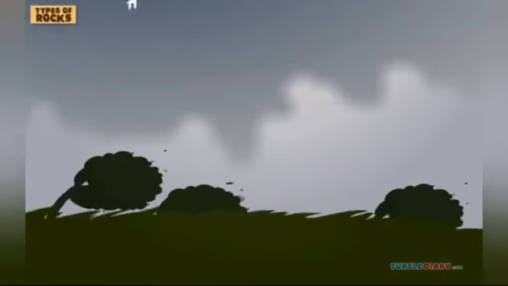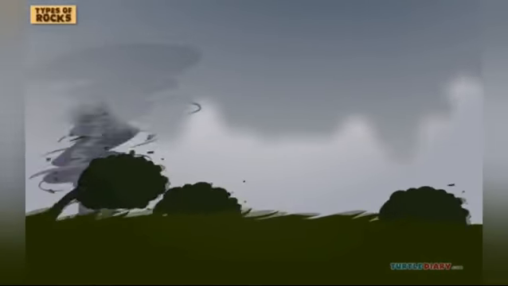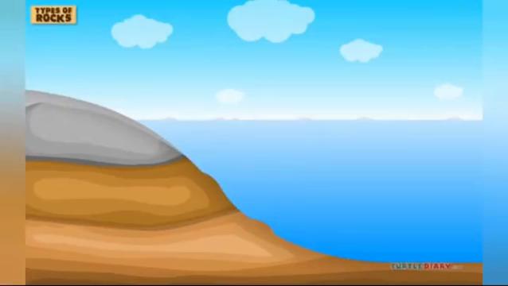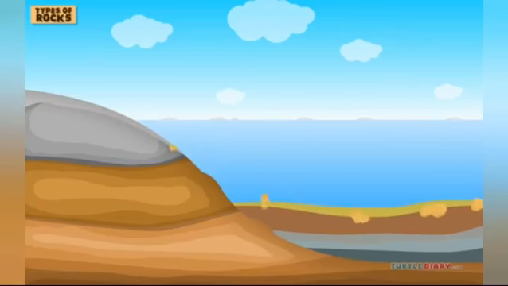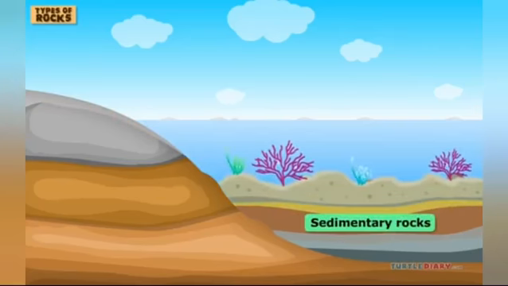Sometimes pieces of rocks, minerals, and soil are moved by wind and water. They are carried to a different place. They are piled up together. They pile up under lakes and oceans. They get pressed together over time. The rocks that are formed in this way are called sedimentary rocks. That's because the parts that make them up are called sediments.